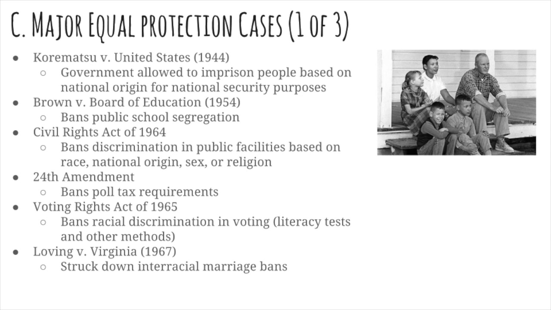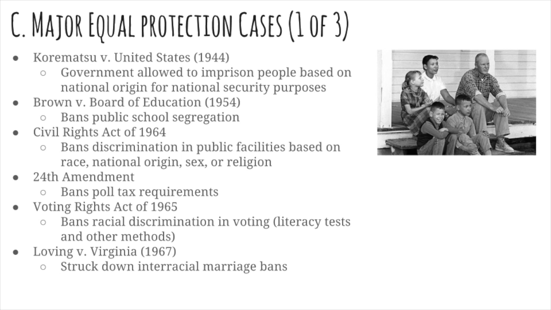U.S. During World War II, FDR and the federal government rounded up Japanese Americans, especially on the West Coast, because they were worried about espionage and national security threats. And in this particular Supreme Court case, that action was upheld, that the right to classify people based on national origin was indeed rooted in a national security purpose, and therefore Korematsu's rights were not violated.